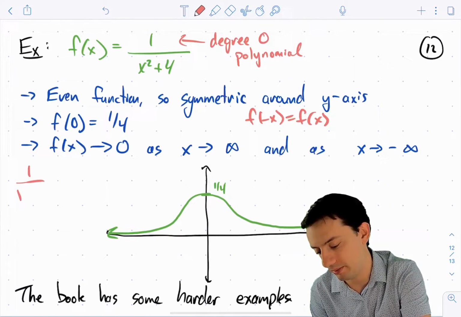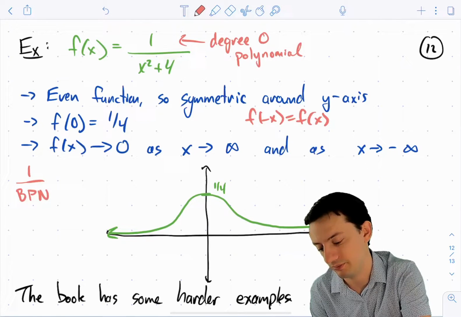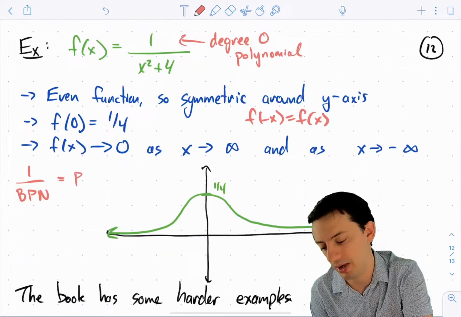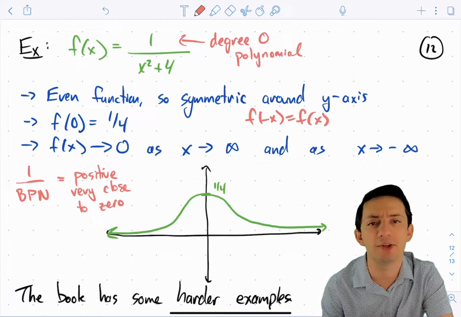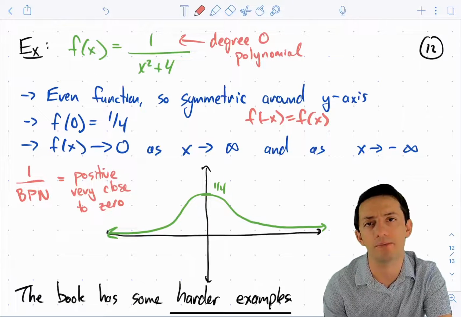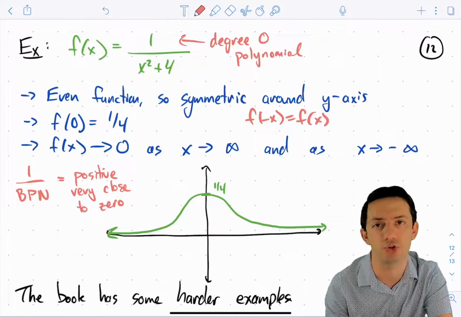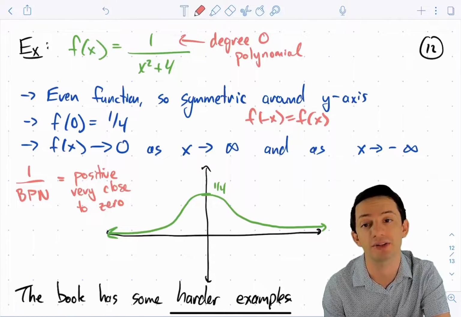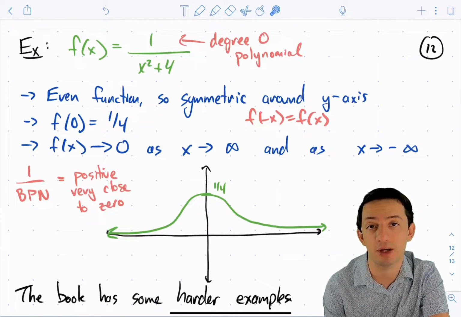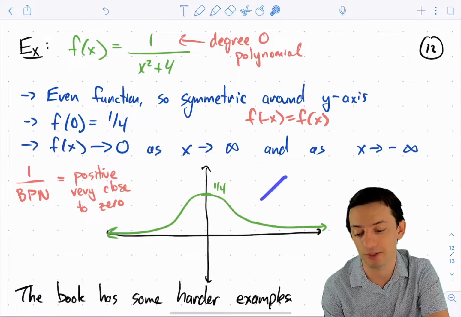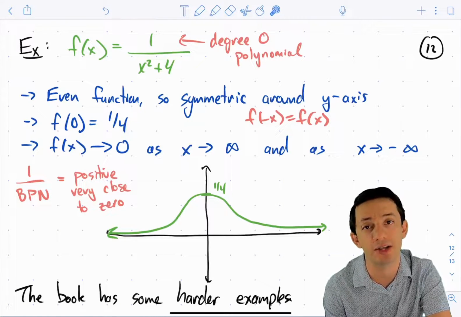1 over a big positive number is a positive number very close to 0. And you should have some intuition. You should just know that, right? 1 over a million, 1 over a billion, 1 over a trillion gets very, very close to 0. So that doesn't really tell me everything about this shape. That's not enough information for you to reproduce this picture exactly, but it's enough for you to understand the picture.